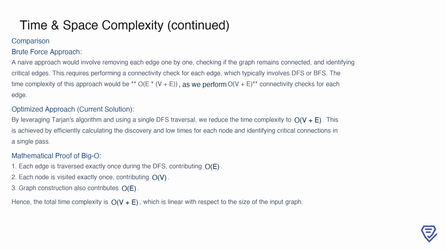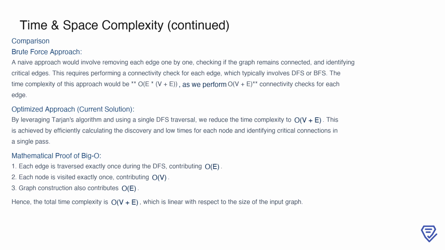Let's compare this optimized approach to a brute force method. A naive solution would involve removing each edge one at a time, checking if the graph stays connected, and identifying critical edges. This requires performing a connectivity check, such as a DFS or BFS, for each edge. Since each connectivity check takes O(V + E) time and there are E edges, the total time complexity of the brute force approach is O(E * (V + E)). In contrast, the optimized solution leverages Tarjan's algorithm to calculate discovery and low times for each node in a single DFS traversal.